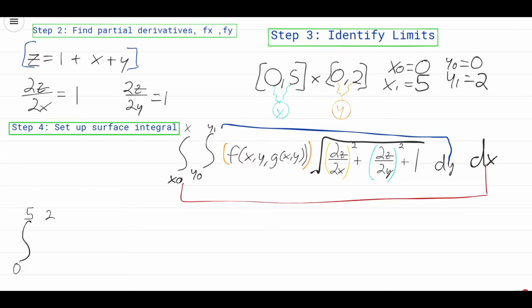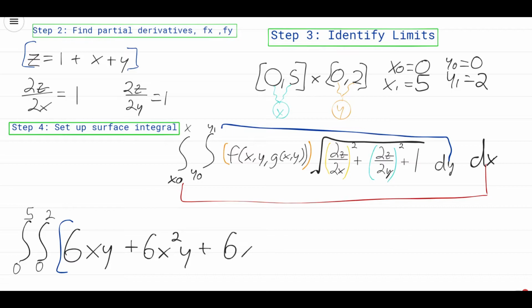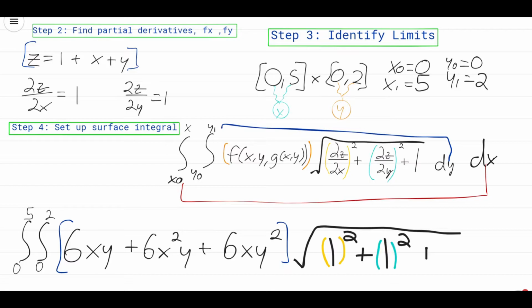So we know that the limits of x are from 0 to 5, the limits of y are from 0 to 2, and we're plugging them in accordingly. What was f of x, y, g of x, y? Well, we did this already. 6xy plus 6x squared y plus 6xy squared. And then inside the radical, partial z with respect to x was 1 squared, plus partial z with respect to y was 1 squared, plus 1, then dy and dx.